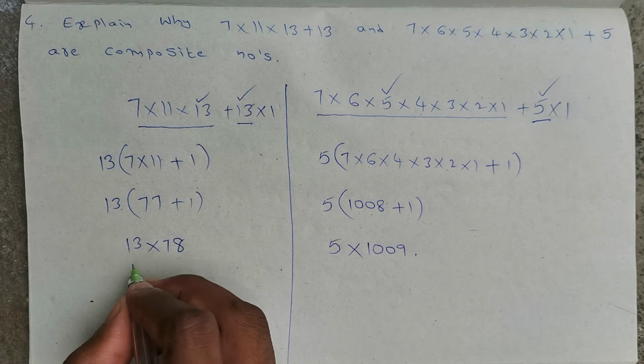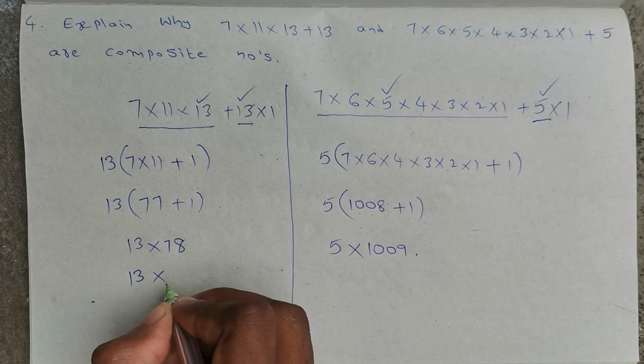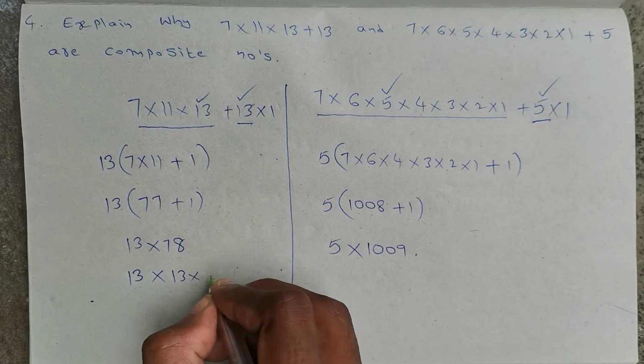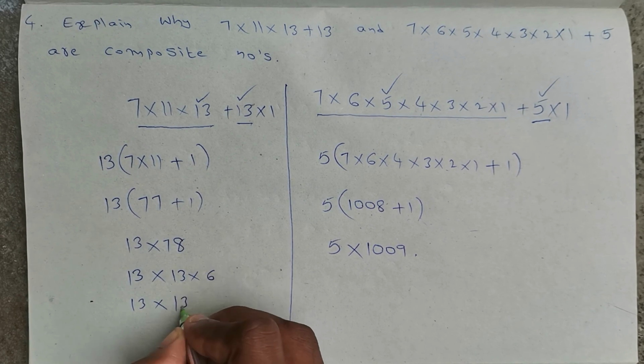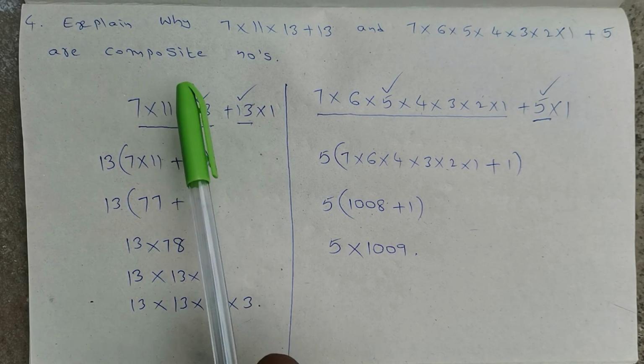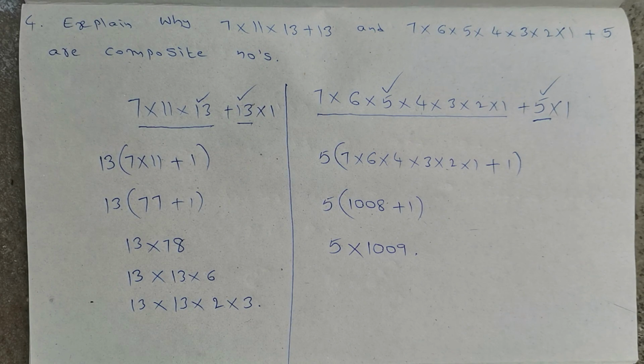And one more sentence you can write, that is, simplify further this: 13 into 78 can be written as 13 into 6, and 6 can be written as 2 into 3. So composite numbers means it should have more than two factors. So here 13 is one factor, 2 is one factor, 3 is one factor. So the given question, 7 into 11 into 13 plus 13, has more than two factors. So obviously it is a composite number.